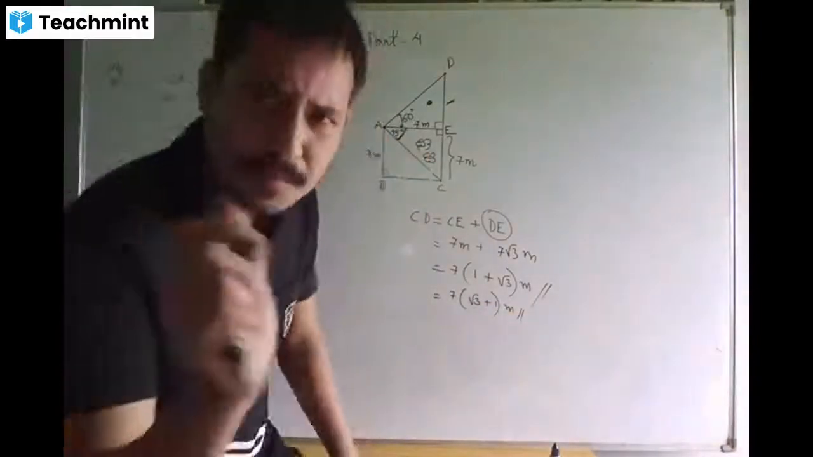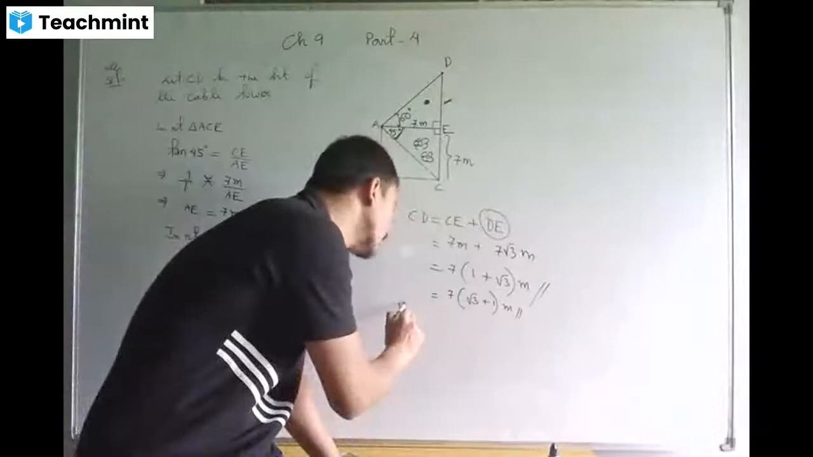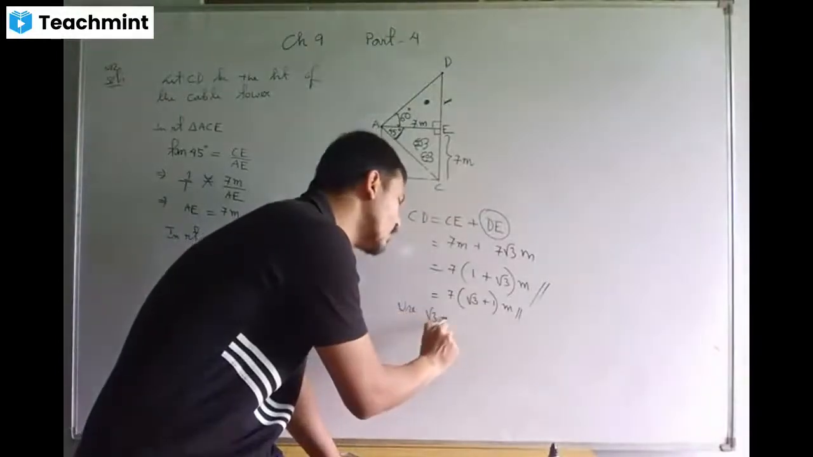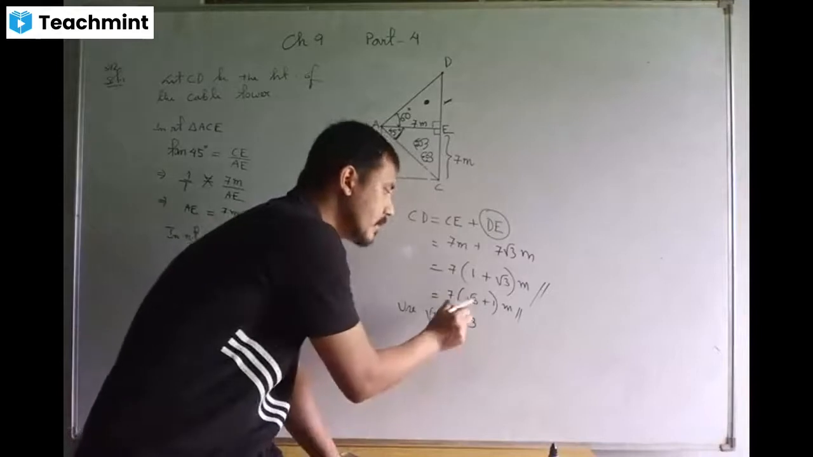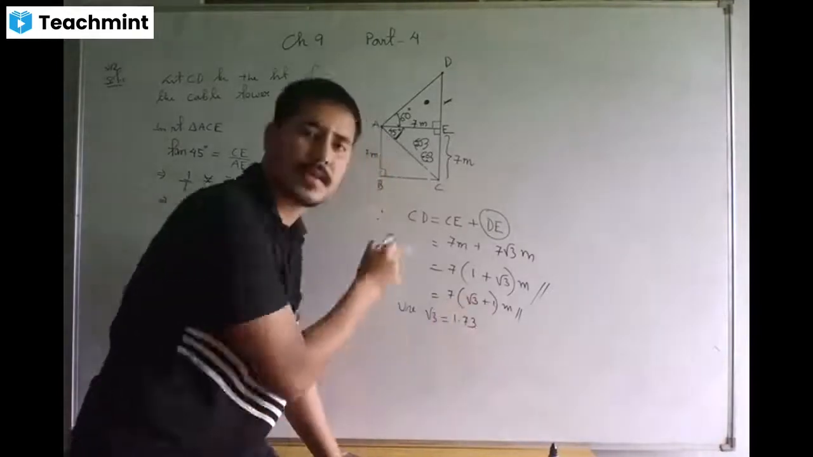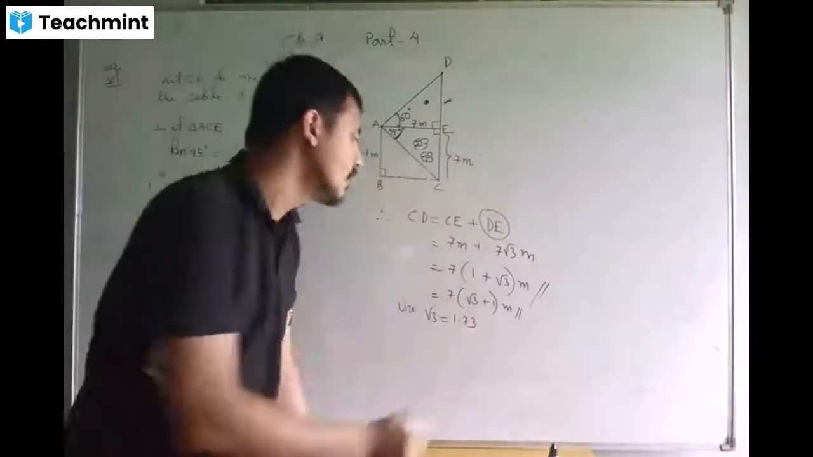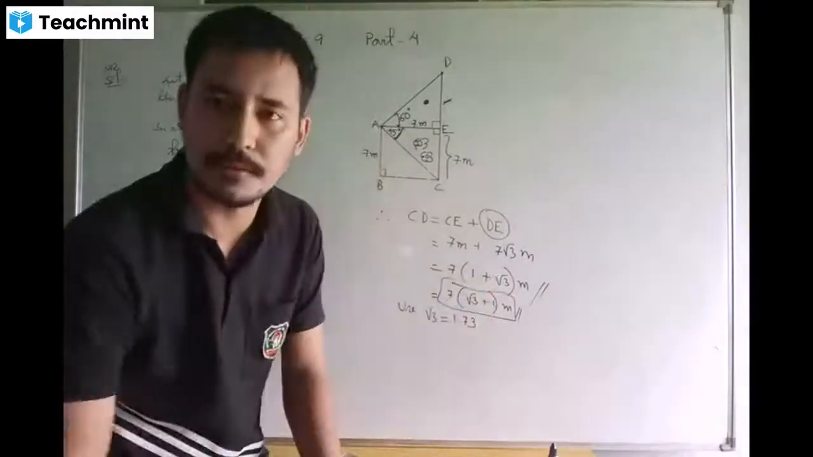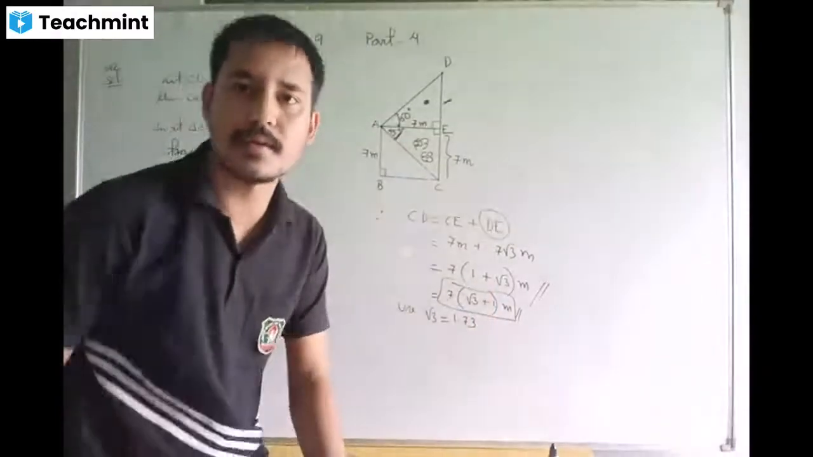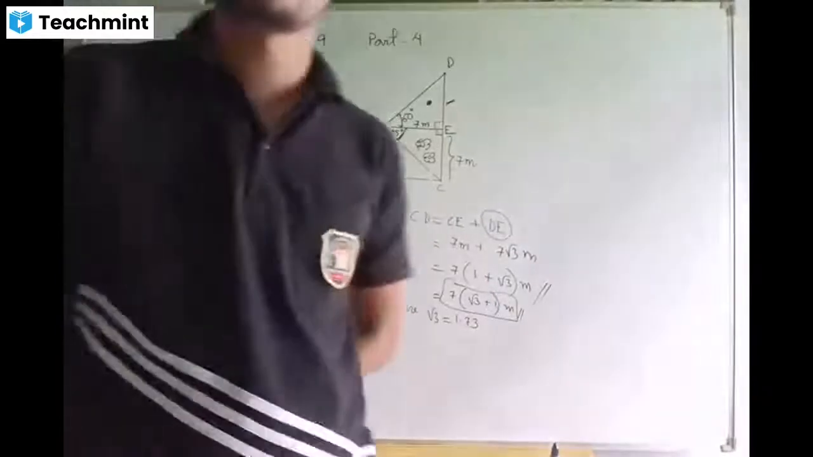If you want the precise answer, then you need to use the value of square root of 3 to be 1.73, and then you add it with 1 and multiply with 7, that gives you CD. But even if you stop your answer over here, you will get full marks, all right? Yes, you can copy it down now.